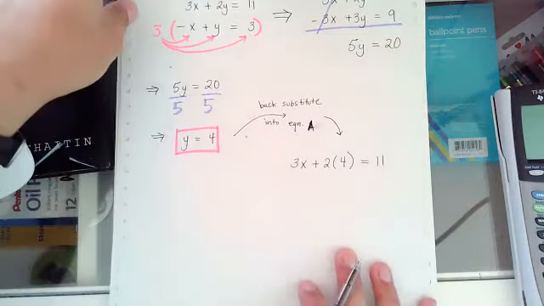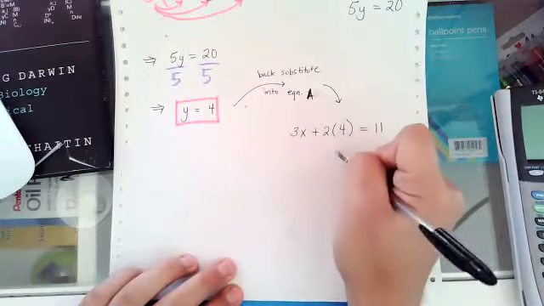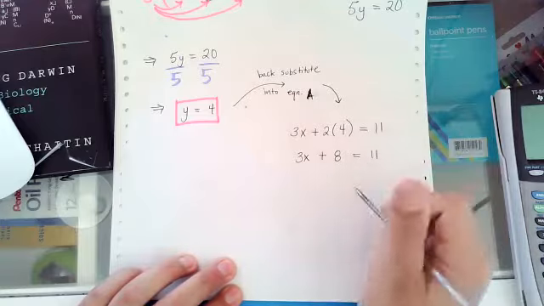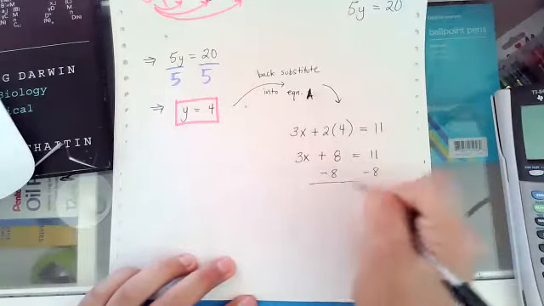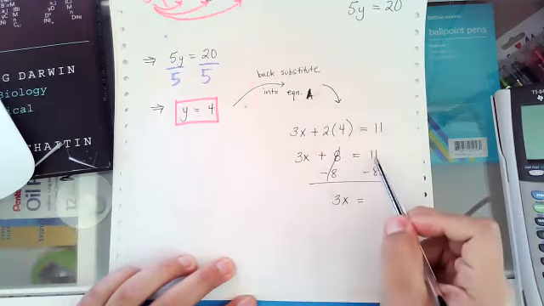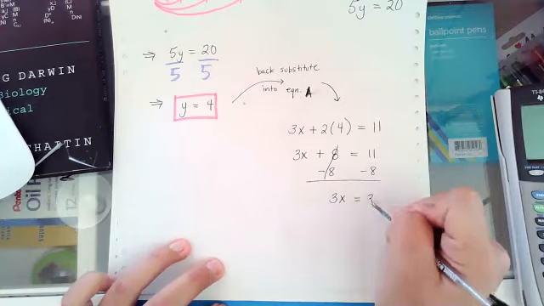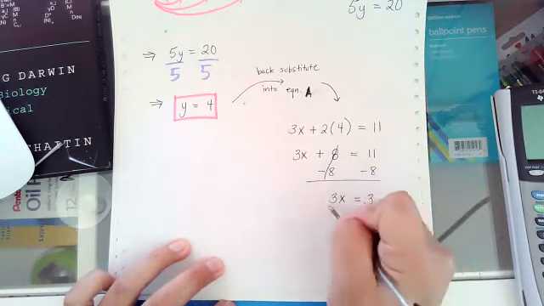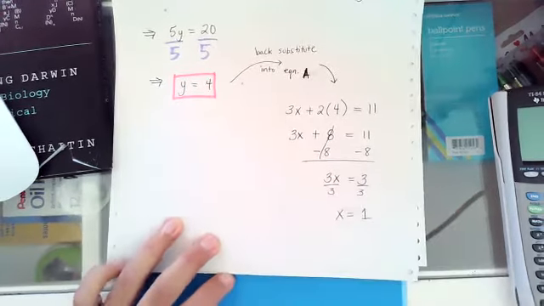So we can start simplifying this and solving for x. So 2 times 4 is 8. And then to solve this, we can subtract the 8 over to the other side. So we'll have 3x is equal to 11 minus 8, which is 3. And then I can divide by 3 on both sides here, and I get x is equal to 1.